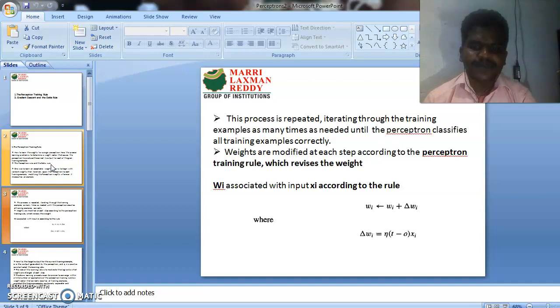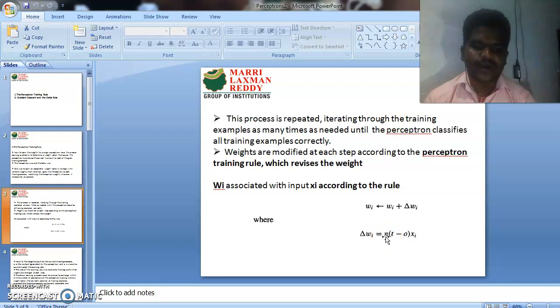Weights are modified at each step according to the Perceptron Training rule, which revises the weight wi associated with the input value xi. Here wi is the weight value, and delta wi is the update to the weight values in the network. Delta wi is equal to eta times (t minus o) times xi. Here eta indicates the learning rate.